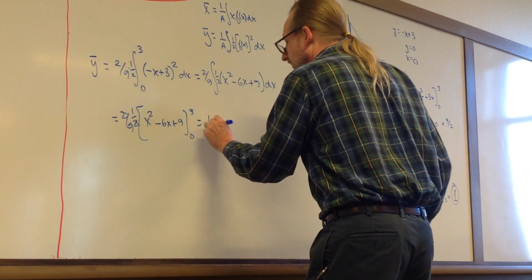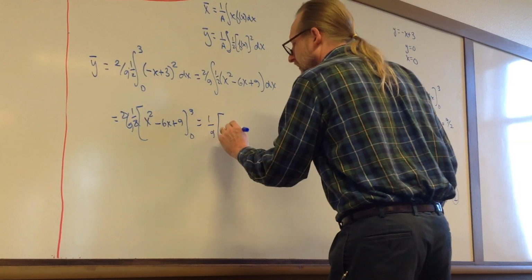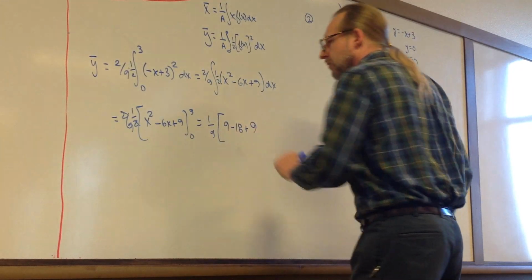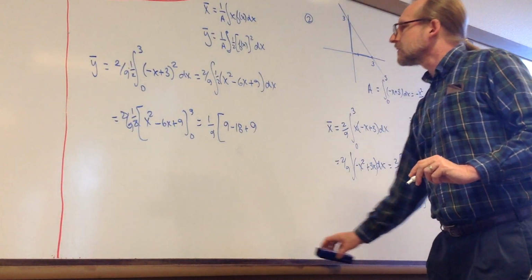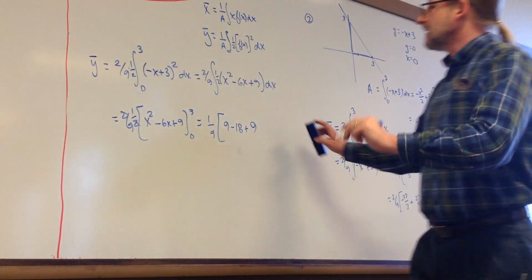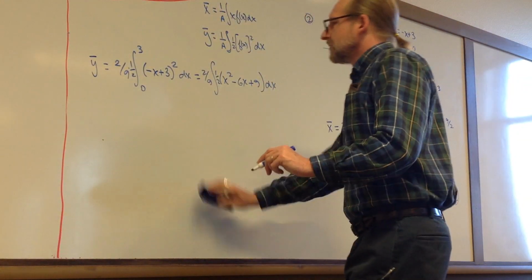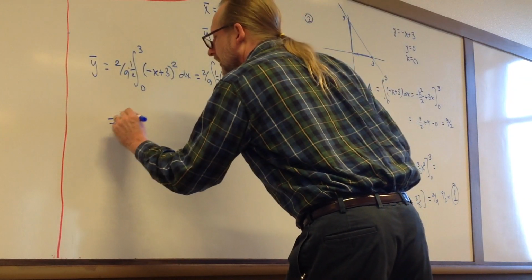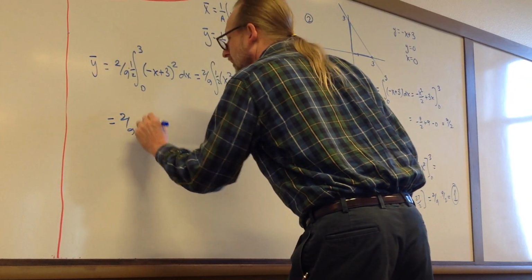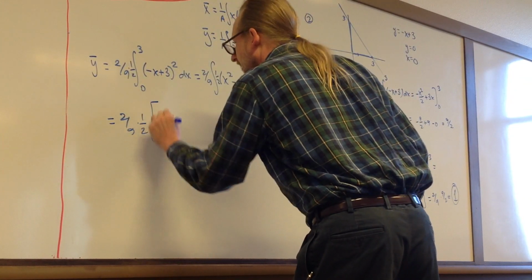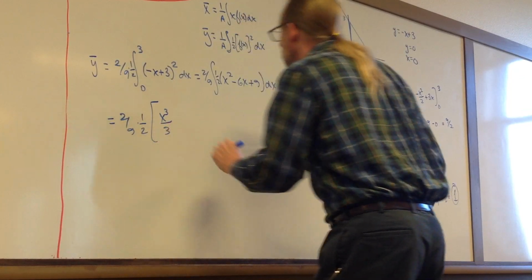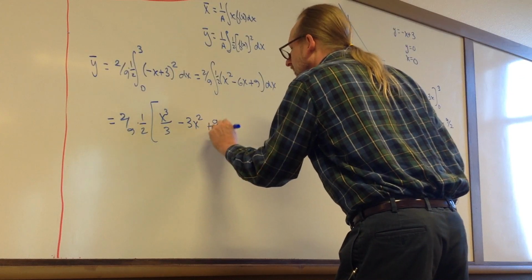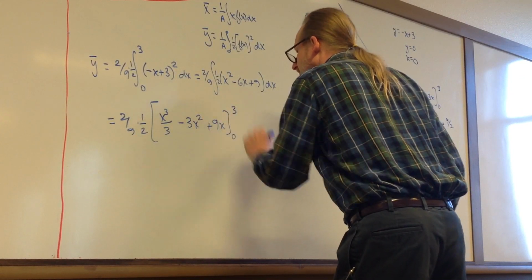So those 2's cancel. That'll be 1/9. This will be 9 minus 18 plus, let's see. Oh, I didn't even integrate that. Holy cow. Doing poorly today. All right, let's see what we get out of this. Okay, 2/9, 1/2. Now integrate x cubed over 3. This will be 3x squared and 9x from 0 to 3.